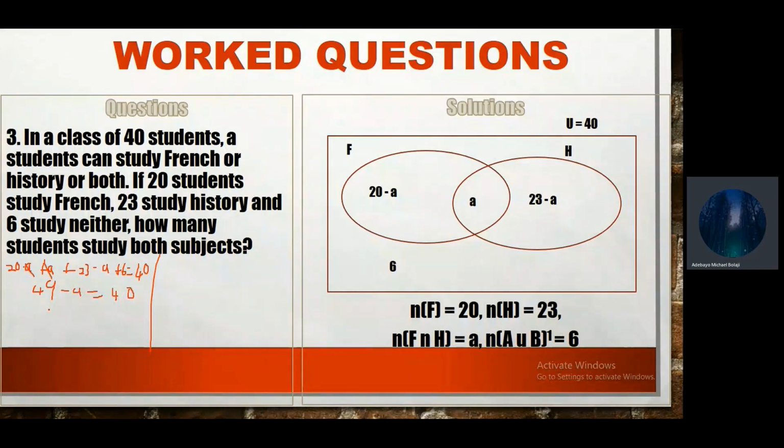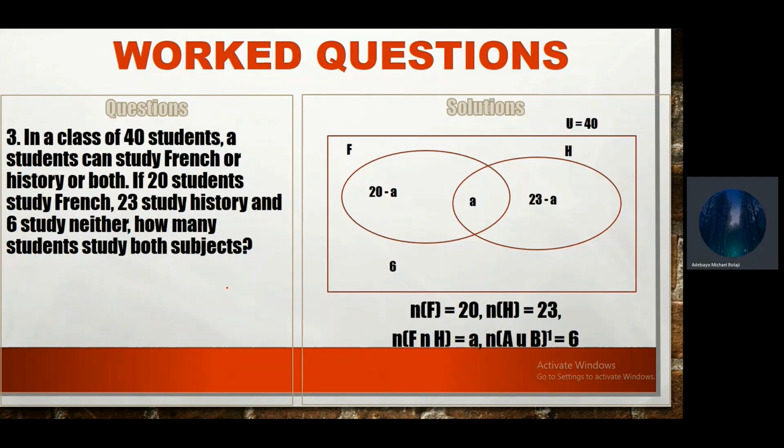So if we collect like terms, all of this will give us 49 minus 40. You should understand how I got that. So A will be equal to 9. So the value of A is equal to 9. So how many people study both subjects? That means people who study French intersection history is equal to A, and A is equal to 9, right? So I think we've answered that question.